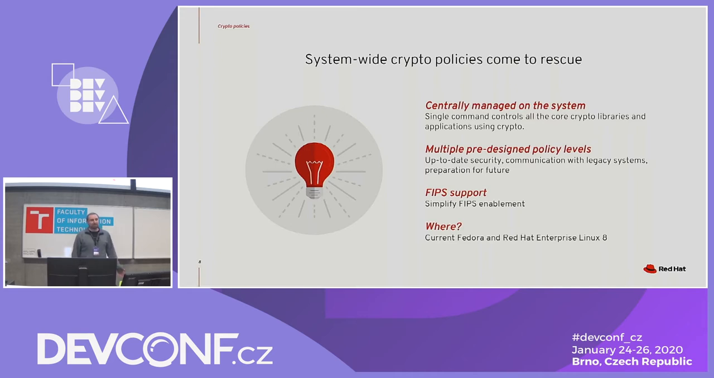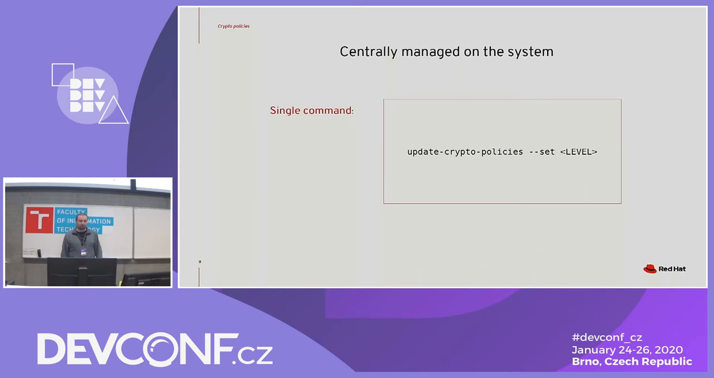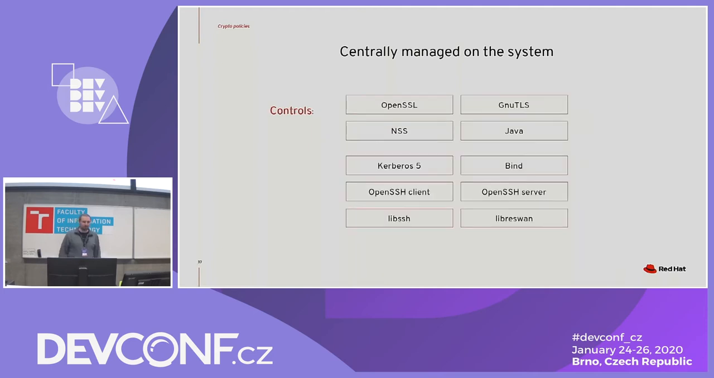And where can you get them? You can get them in current Fedoras and Red Hat Enterprise Linux. So centrally managed means that there is a single command that controls all the libraries. There is this command, update-crypto-policies --set, and it controls all these libraries and all the applications.